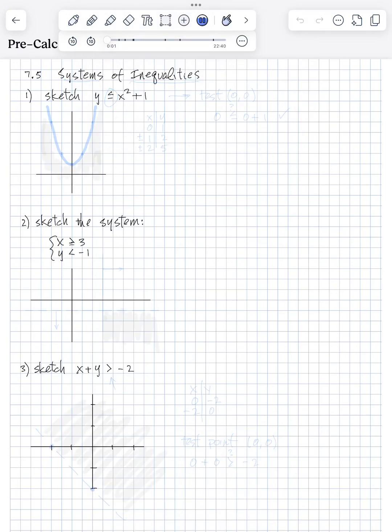Lesson 7.5 is on systems of inequalities. So we're going to start off with sketching y is less than or equal to x squared plus 1. So let's do a quick xy table.